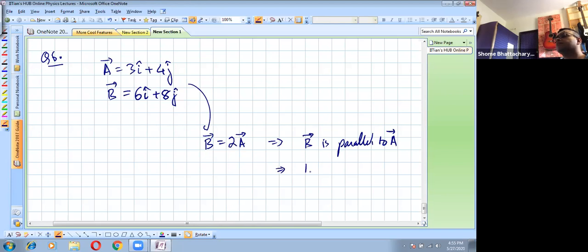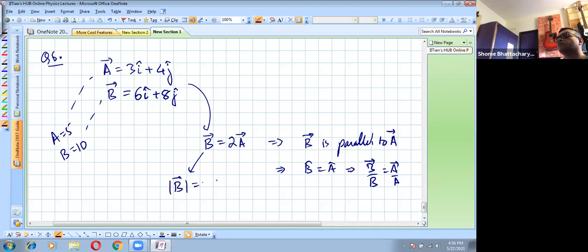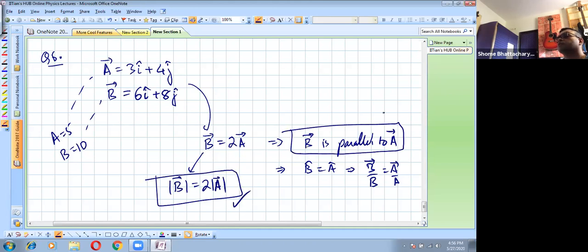That also means that B cap will be equal to A cap, or B divided by mod B will be equal to A divided by mod A. And of course, from here you can see that mod A is equal to 5, whereas mod B is equal to 10. So this itself is showing that mod B is equal to 2 times mod A. So this is one thing which is there in one of the options. This is also one thing which is there in one of the options. And this was also there in one of the options. That's how it's supposed to work.